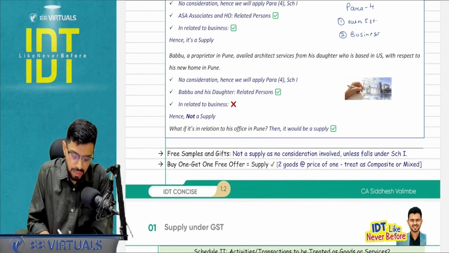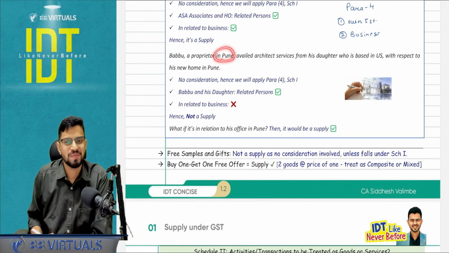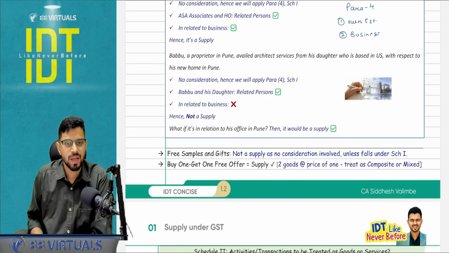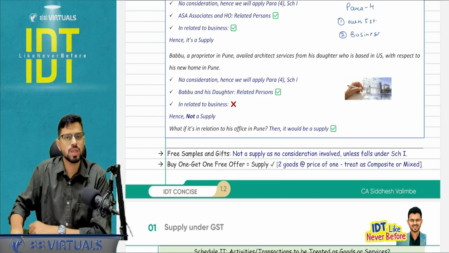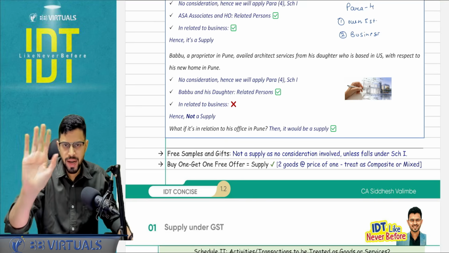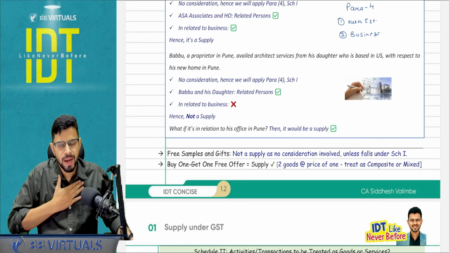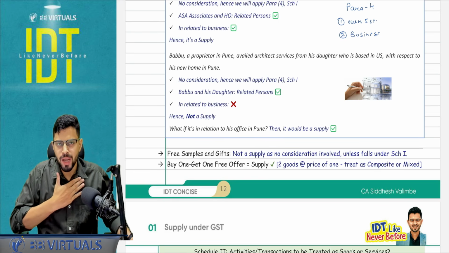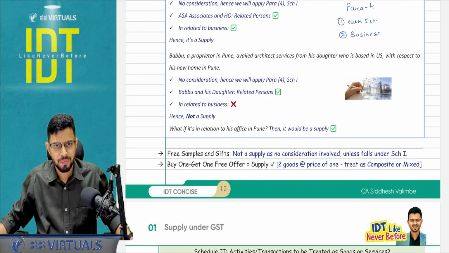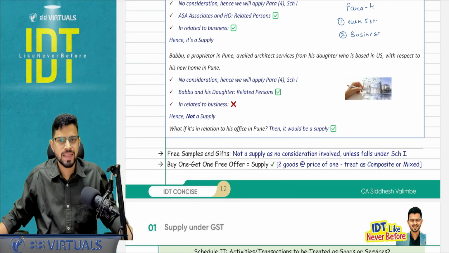Let's take another example. Babbu is a proprietor in Pune. He availed architect services from his daughter who is based in the US with respect to his new home in Pune. So Babbu is making a new home. His daughter said, father, please don't get the architecture plans from somewhere else. I will design it for you. Entire life you have worked for the betterment of our life. Now I will make a very good plan for our new home in Pune. Is it free of cost?